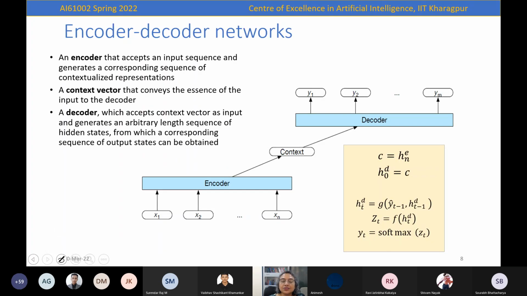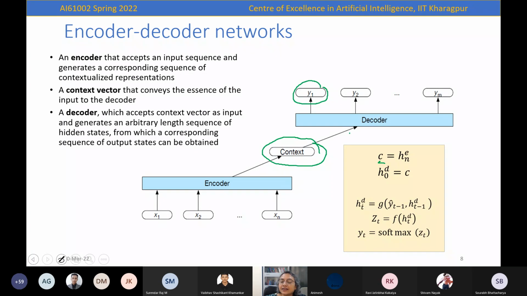So in an encoder-decoder network, an encoder accepts an input sequence and generates a corresponding sequence of contextualized representations. And from the encoder, you get a vector called the context vector. This context vector is taken as input by the decoder, and the decoder generates the output. The output generation is autoregressive. First, the first element in the sequence is generated. From the first element and the previous state of the decoder, the second element is generated, and so on. Typically, this is how it happens.